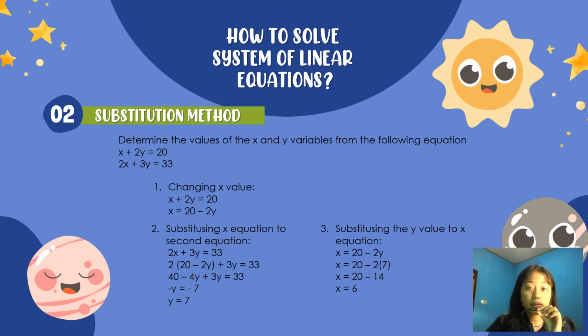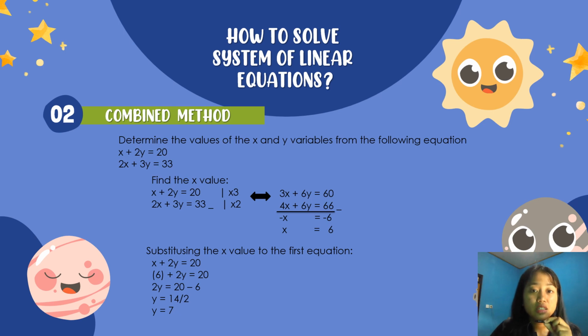With the same problem, let's see the result obtained using the substitution method. In the first step, we can create a new equation by changing the x value to 20 minus 2y. Then, substituting the x equation into the second linear equation, we get the y value, and we can substitute the y value that we got back into the x equation. Then, we get the x value.